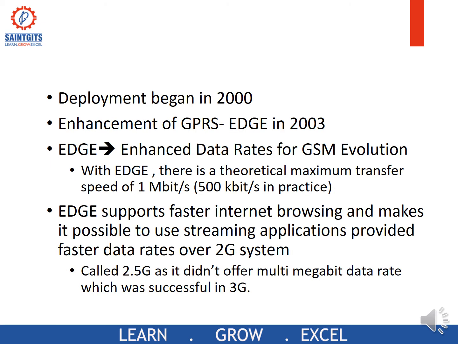The deployment of GPRS began in 2000, followed by a new technology, Edge, which was deployed in 2003. Edge enhances the capabilities of GPRS, allows faster internet browsing, and makes it possible to use streaming applications. Though this technology provided faster data rates over 2G systems, it is called 2.5G because it did not offer the multi-megabyte data rates which were characteristic of 3G systems.